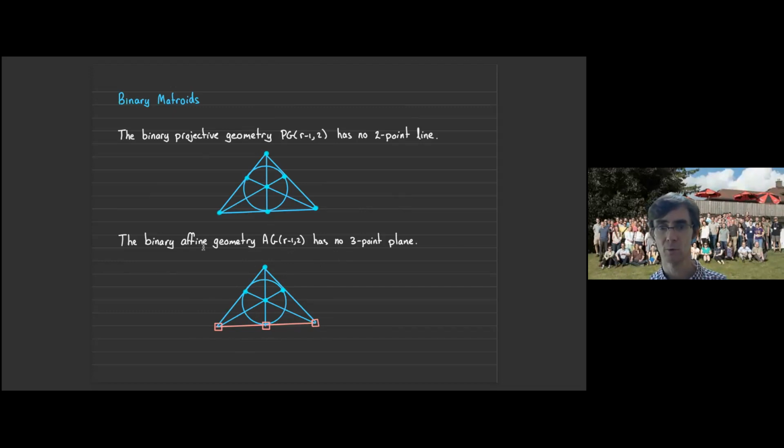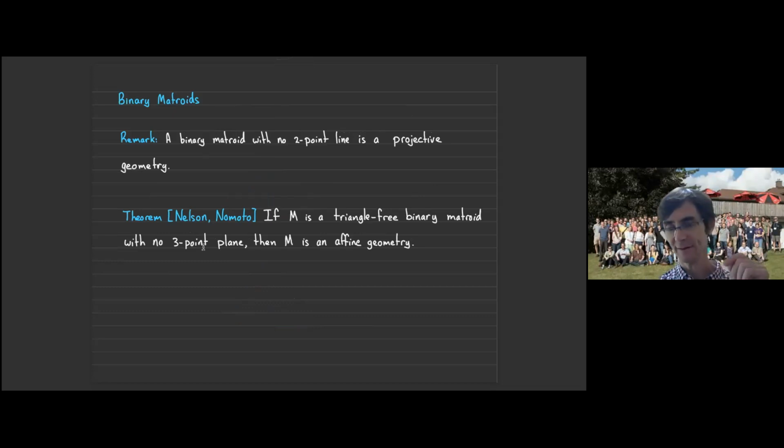So the behavior is significantly richer in binary matroids relative to this problem of generalizing the Sylvester-Gallai theorem. However, these examples, the projective geometry and the affine geometry, are quite special in some sense. So, for example, a binary matroid with no 2-point line is a projective geometry. I mean, it's not just that the projective geometry is an example, it's the only example. And what actually got me started in this direction was this theorem that I saw in Kazu Nemoto's thesis that says if you're a triangle-free binary matroid with no 3-point plane, then you're an affine geometry.